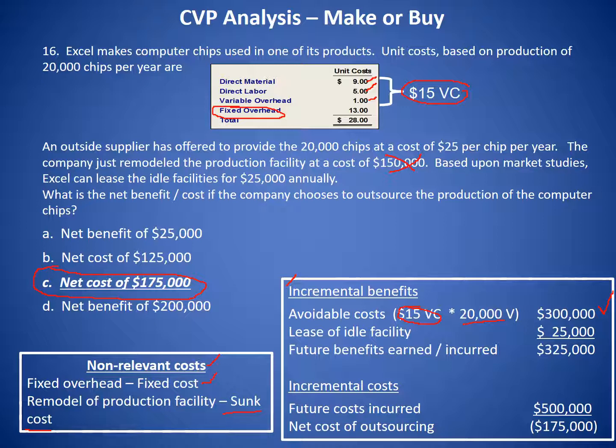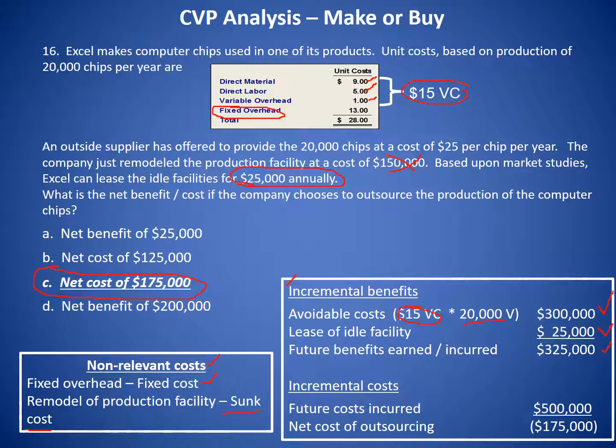In addition, since we're going to have an idle facility, we're going to be able to lease that idle facility for an amount of $25,000. So the future benefits, or the benefits that we're going to earn, will be $325,000 if we decide to outsource the production. Now let's take a look at the incremental cost associated with the production. And again, I'm going to do the calculation up here.